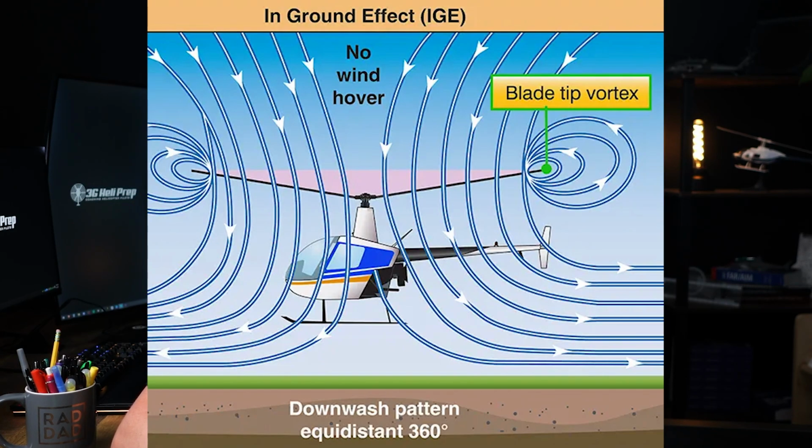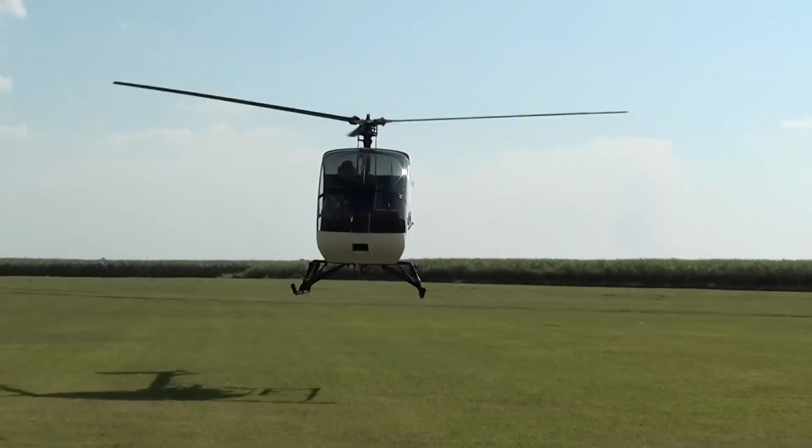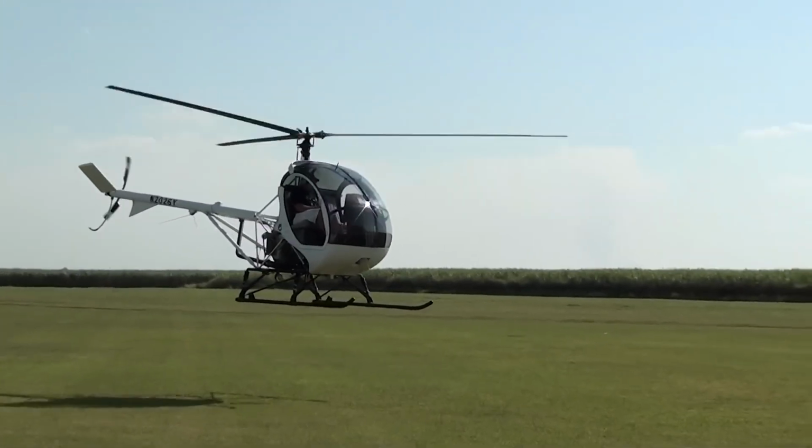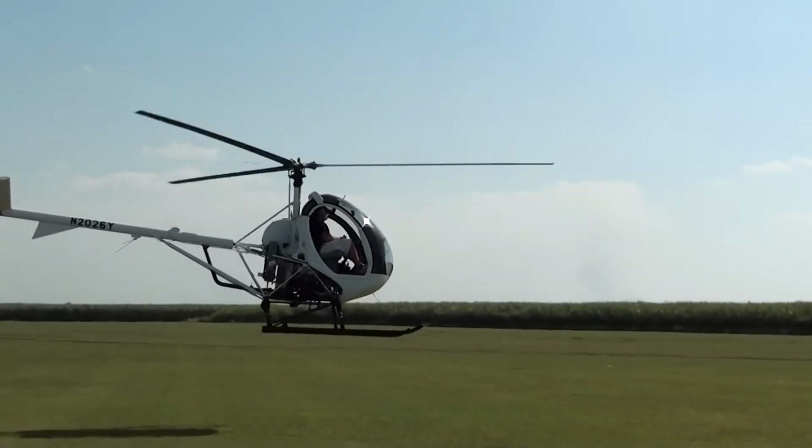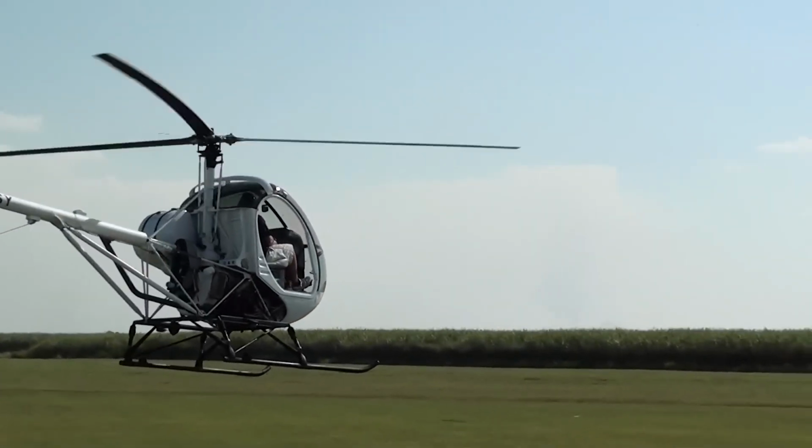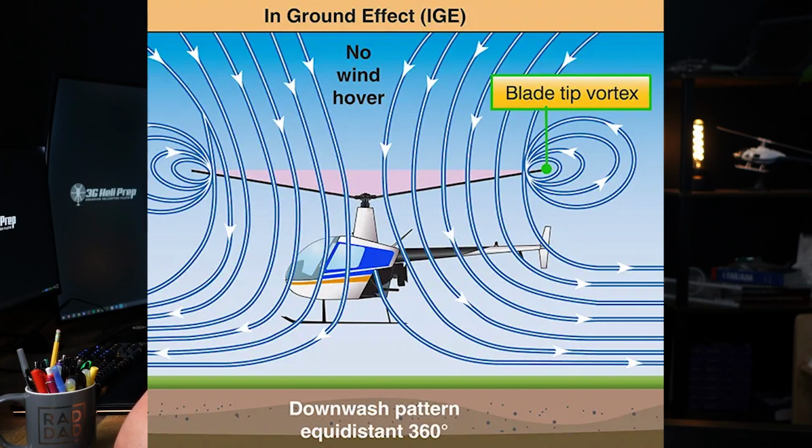In a hover, the airflow over the rotor disc is primarily vertical. The rotor blades push air downward, creating an equal and opposite reaction that generates lift and keeps the helicopter stationary in the air. When hovering close to the ground, the rotor downwash interacts with the ground itself, reducing the overall induced flow, increasing lift efficiency. This phenomenon is known as ground effect.